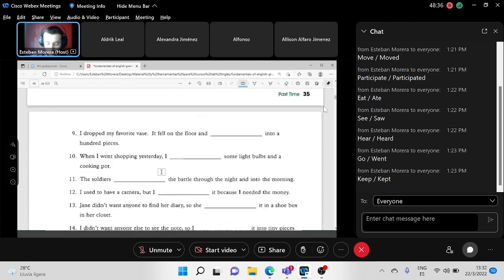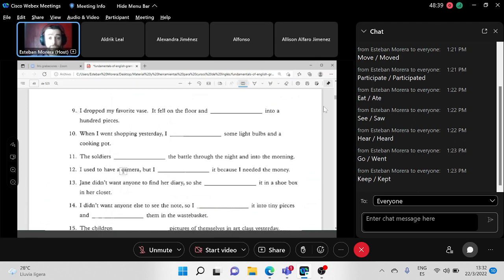Number nine, I dropped my favorite vase. It fell on the floor and broke into 100 pieces. Broke is the past tense of break. Break is in the present and broke is in the past tense.